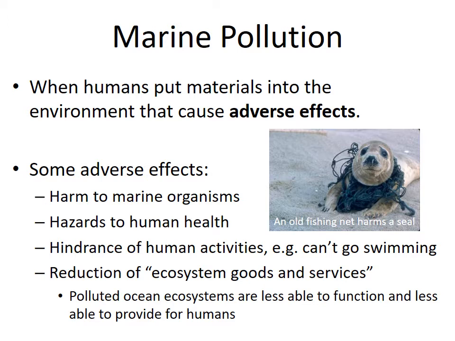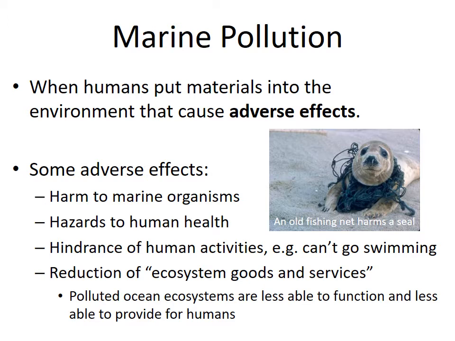The harm could be a hazard to human health. If there's a toxic chemical in the environment that is poisoning humans when they're swimming or eating seafood, that would be a hazard to human health. The harm could be hindrance of human activities. Maybe it's not hurting you, but it's preventing you from doing the things that you like to do, like go swimming or fishing. And pollution can reduce ecosystem goods and services.